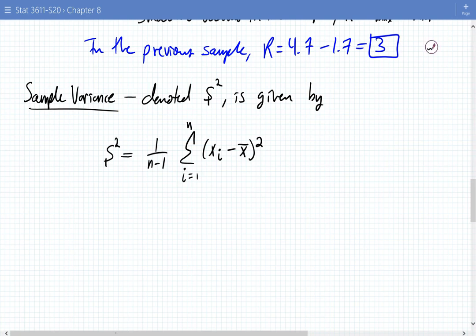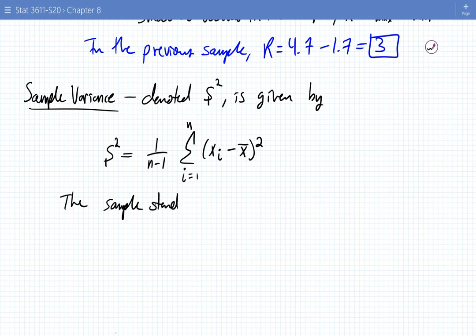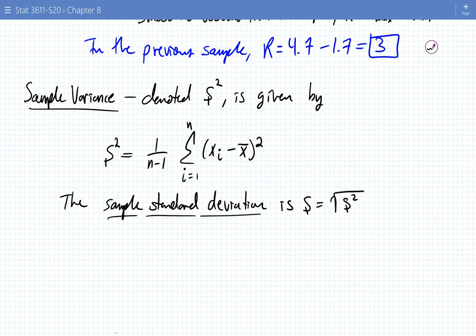The good news is that the sample standard deviation has the same relationship. The sample standard deviation, which is just S, is the square root of your sample variance S squared.